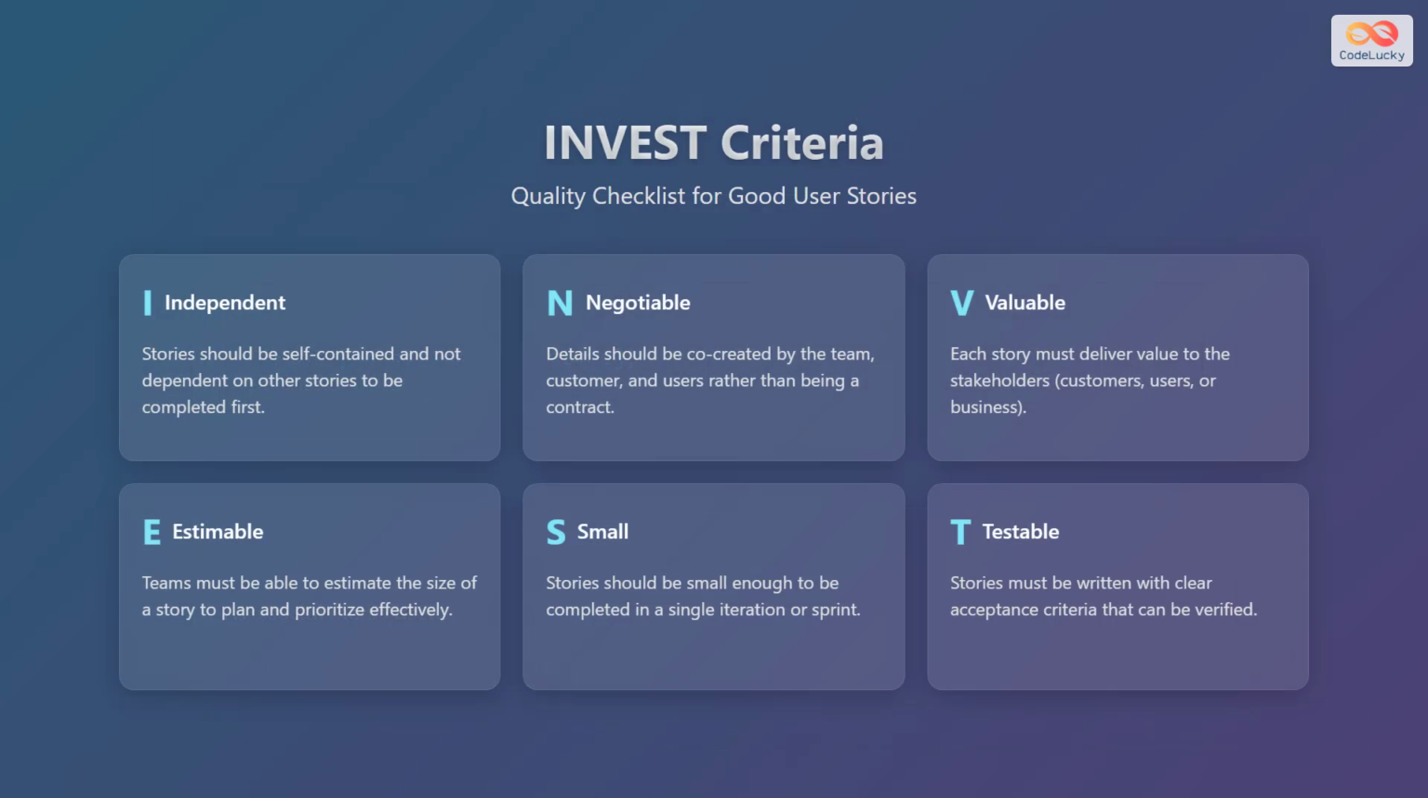To ensure your user stories are high quality, remember the INVEST criteria. This is a checklist that ensures each story is independent, meaning it should be self-contained and not dependent on other stories. Negotiable, meaning the details should be co-created by the team and stakeholders. Valuable, meaning it must deliver value to the stakeholders. Estimable, meaning the team must be able to estimate the size of the story. Small, meaning it should be small enough to be completed in a single iteration. Finally, testable, meaning it must be written with clear acceptance criteria that can be verified.